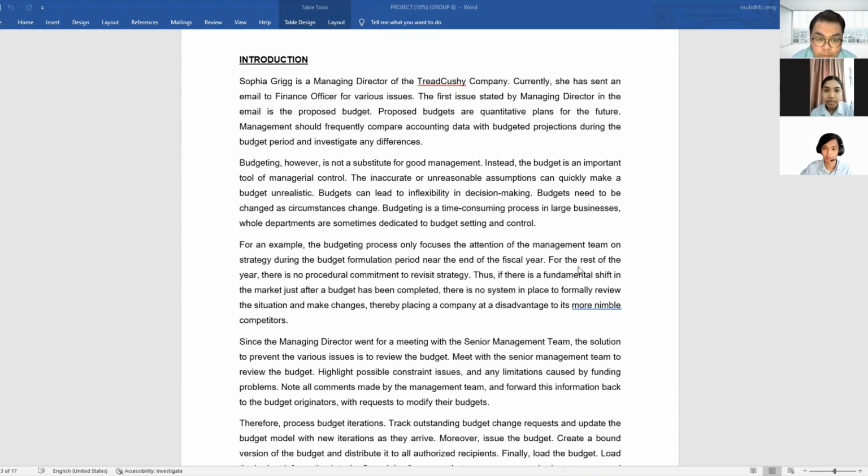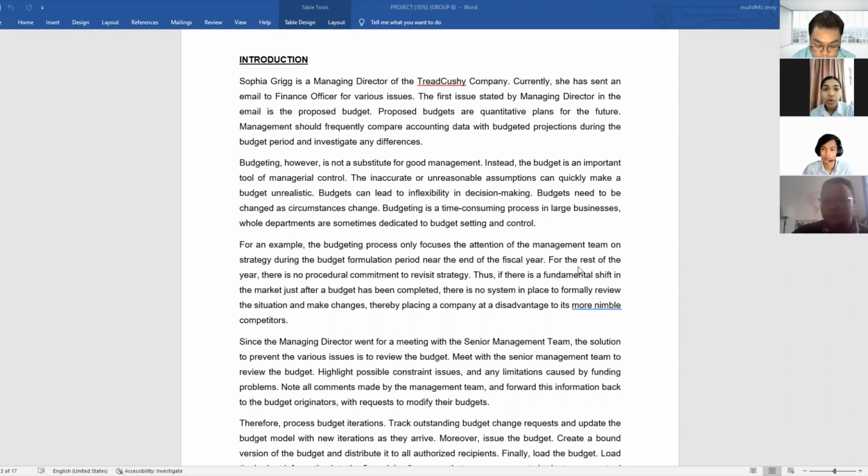Sophia Greek is the managing director of the Trade Kushi company. Currently, she has sent an email to the finance officer about various issues. The first issue stated by the managing director in the email is to propose the budget. The proposed budget is a quantitative plan for the future. The budget is an important tool for manager control.